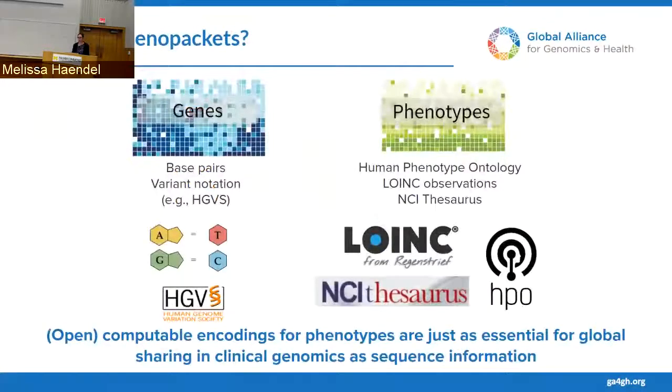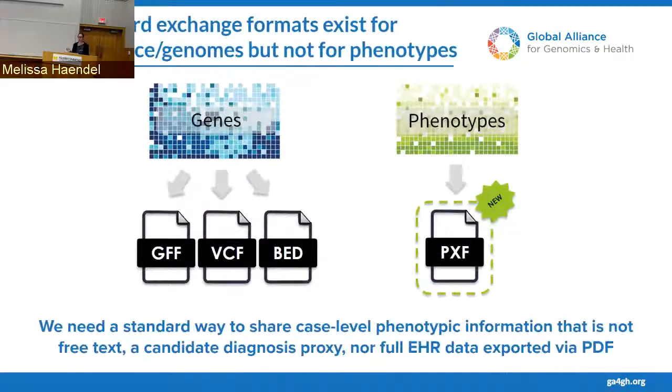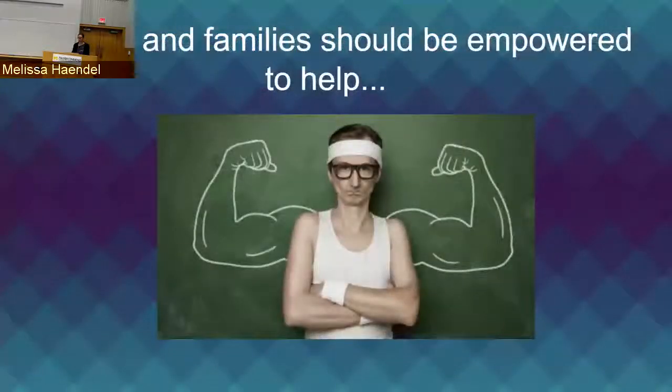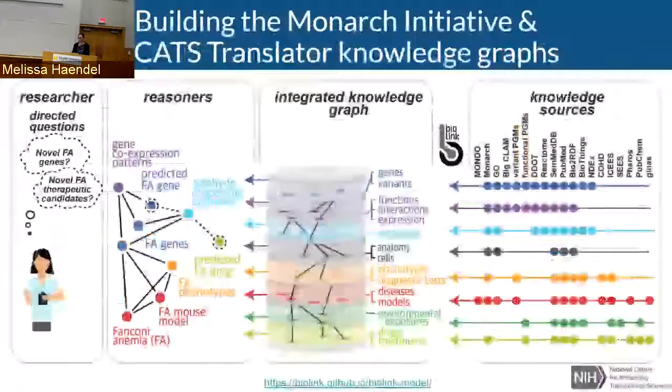For those that are interested, we have a new standard. We have all these ways of encoding genes and phenotypes, and lots of exchange formats for sequence information like VCF files or even FASTA files, but we've never really had a way of exchanging phenotypic information, those profiles that I talked about. This aims to define better ways of representing disease phenotypes for exchange at a case level for patients. This is work in the Global Alliance for Genomics and Health, and the new standard is called Phenopackets.